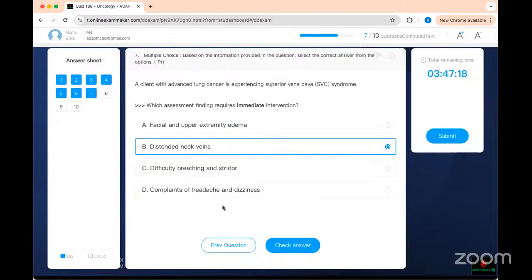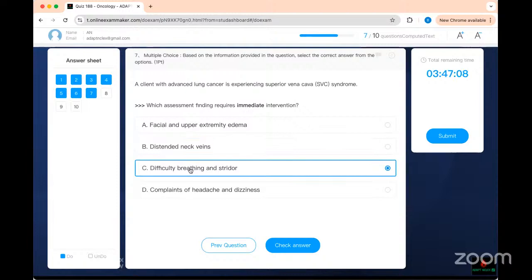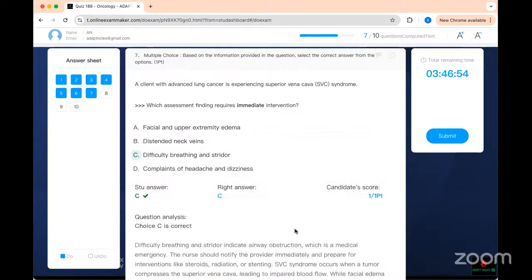You're going to get headache and dizziness. But the question is prioritization, right? All of them are expected, but one is the worst of all. This is when you develop difficulty breathing and stridor, you develop complication from the superior vena cava syndrome. But facial edema, neck vein distension, headache are all expected findings.